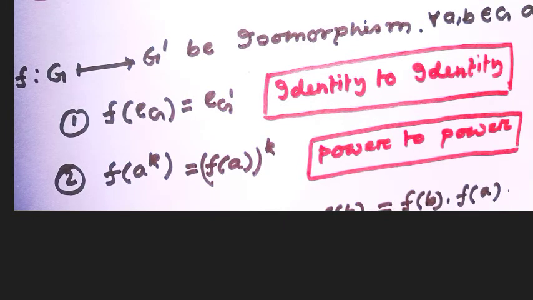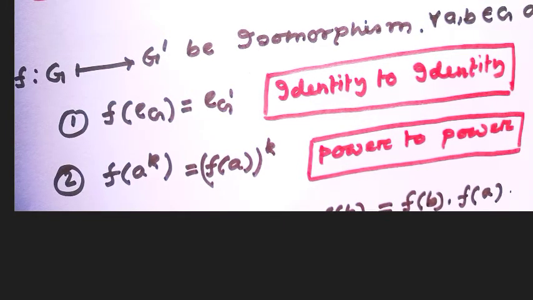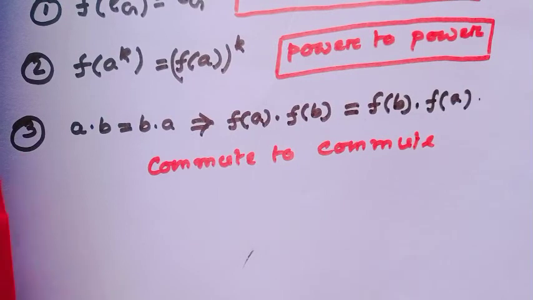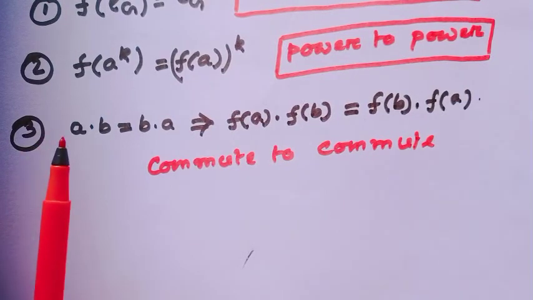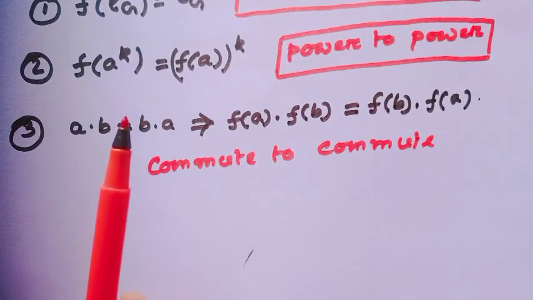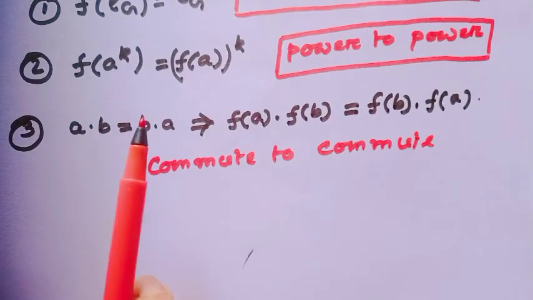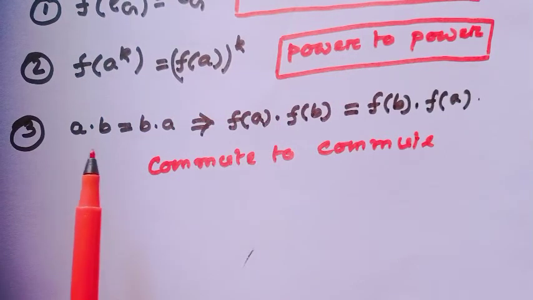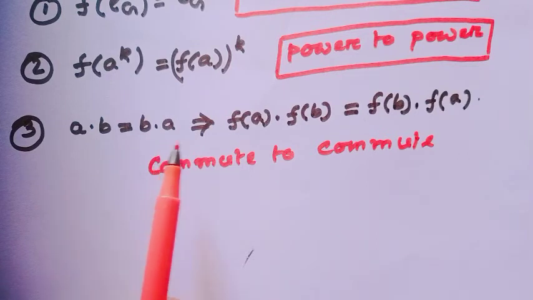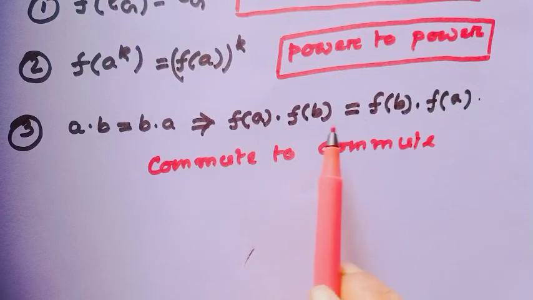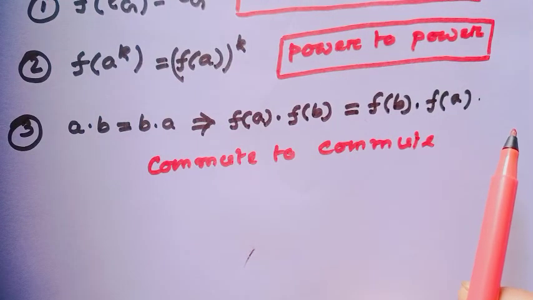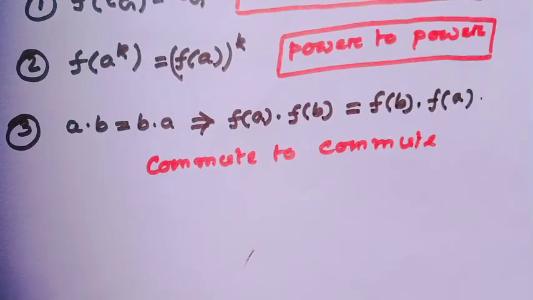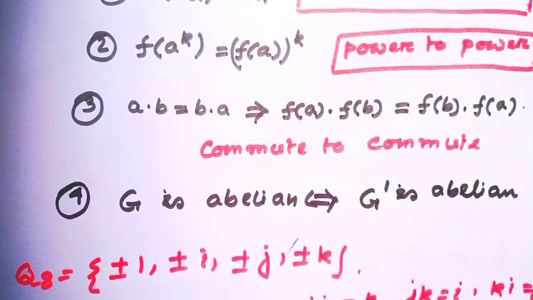That means in isomorphism, power always maps to power. And the third property is, suppose two elements of G commute with each other, then they also commute in G prime. That means if a times b equals b times a, that implies f(a) times f(b) equals f(b) times f(a). That means commute maps to commute. And the fourth condition is, if the group G is abelian, then G prime would be abelian, and this is an if and only if condition.